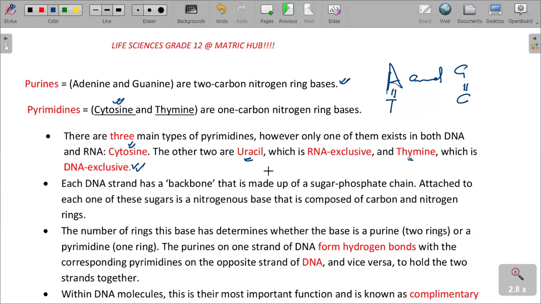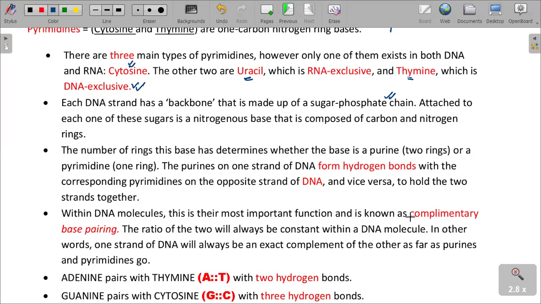Each strand has a backbone that is made up of a phosphate sugar chain, which I have already explained, that makes up each of the strands of the DNA structure. Attached to each of these sugars is a nitrogen base. You need to know that there are nitrogen bases that are also forming the strands or connecting the two strands.